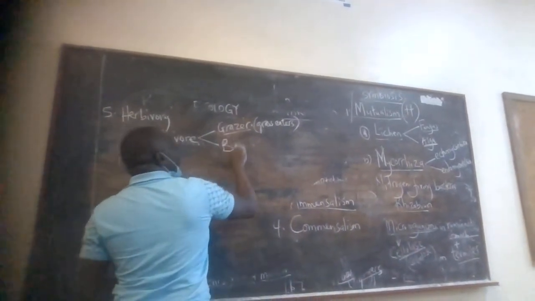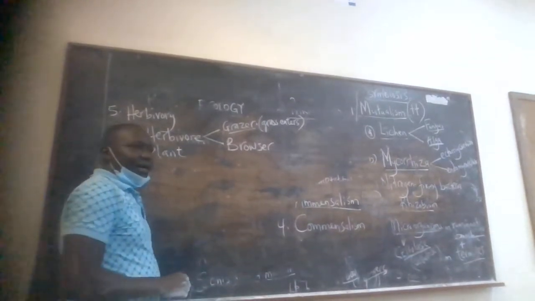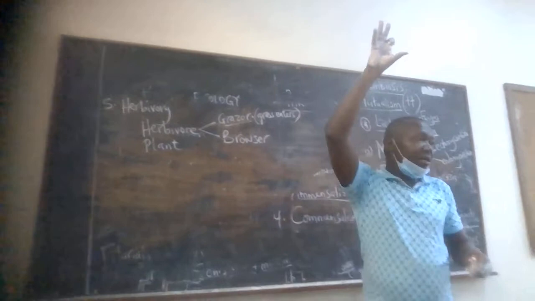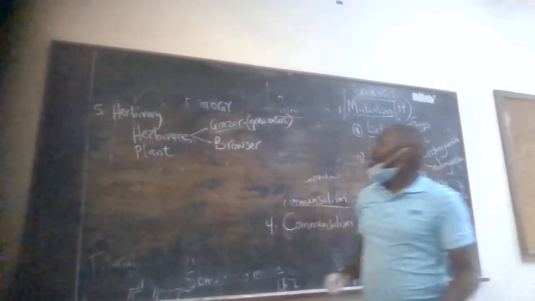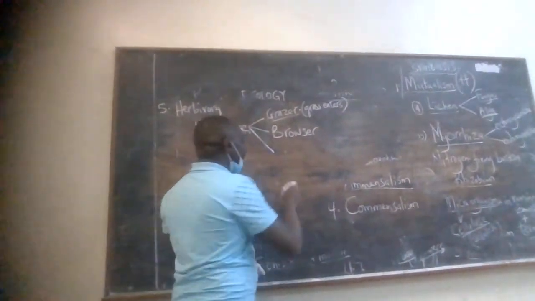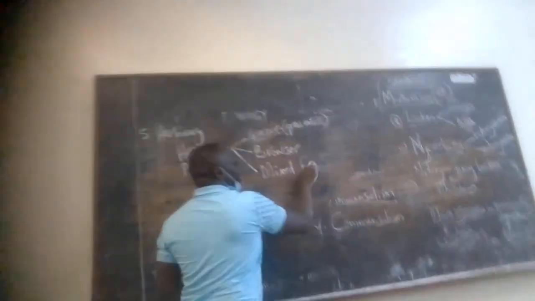Because there is another category here called what? A browser. This one mainly feeds on plant foliage, plant leaves. Then there are the eclectic feeders, or mixed feeders.